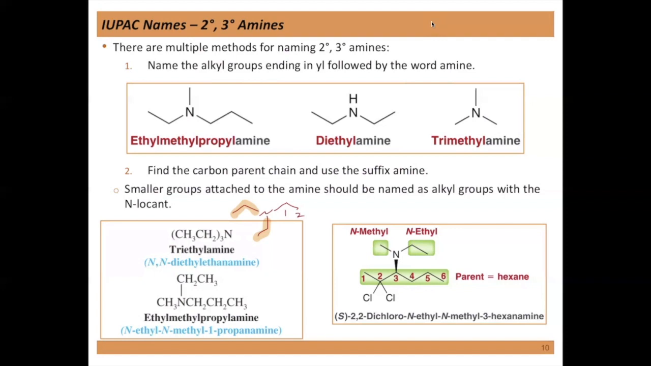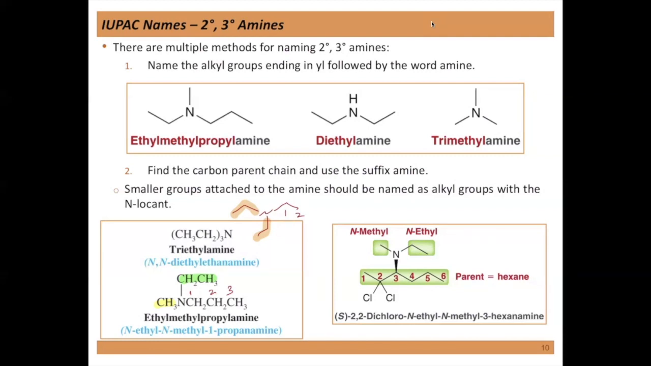In the next case below, we find the longest chain, which is going to be 3. So that's going to be a propanamine. And then we put out front the groups that are off of the nitrogen. And off of the nitrogen, we also have an ethyl group and we have a methyl group. So N-ethyl-N-methyl-1-propanamine. Or, in this case, ethyl methyl propylamine.